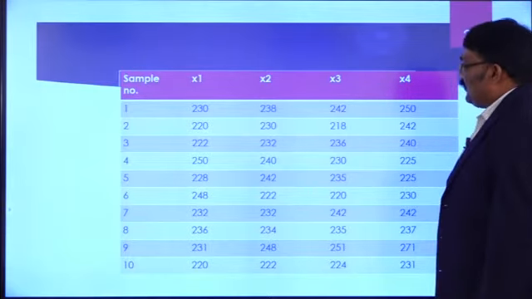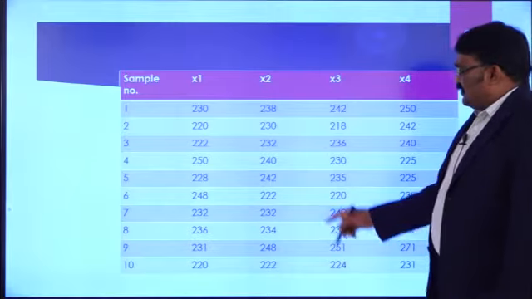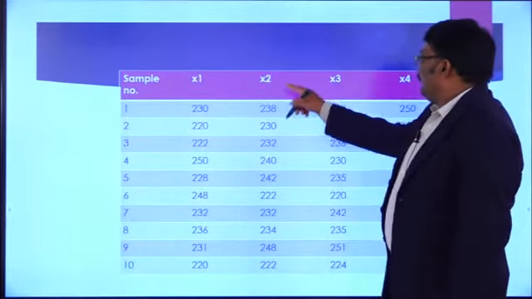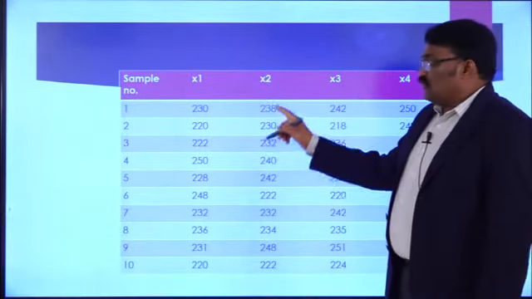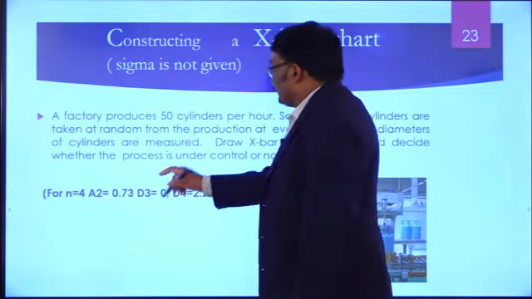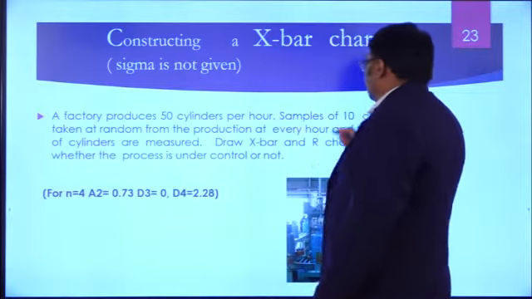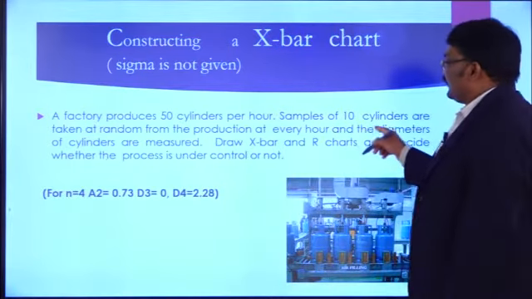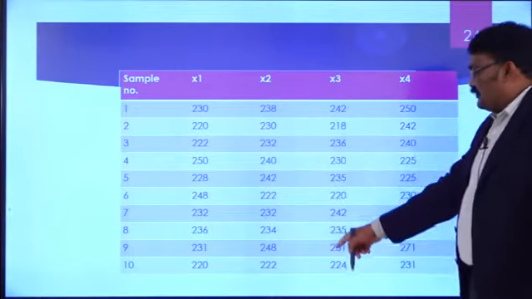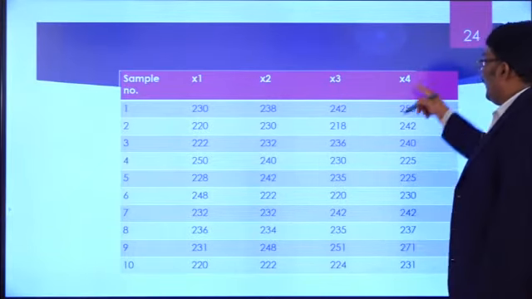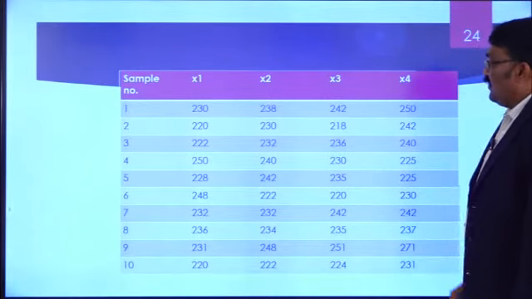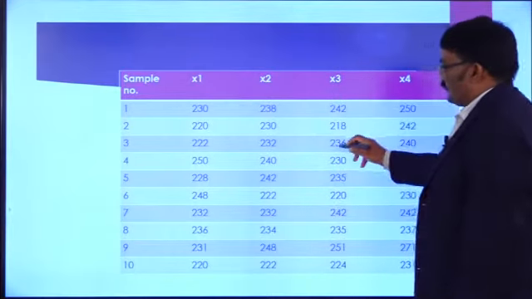Now, you can see here, for n equal to 4, x1, x2, x3, x4, those are the total 4, and each and every one consists of 10 samples. That is, x1 consists of 10 samples, x2 consists of 10 samples, x3 consists of 10 samples, x4 consists of 10 samples. These are the values which are being given. These are only x.